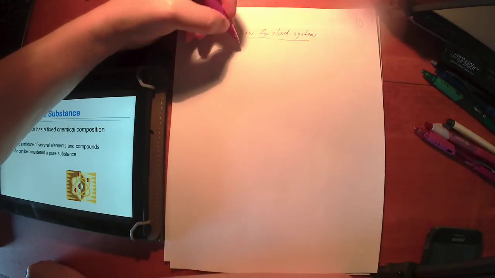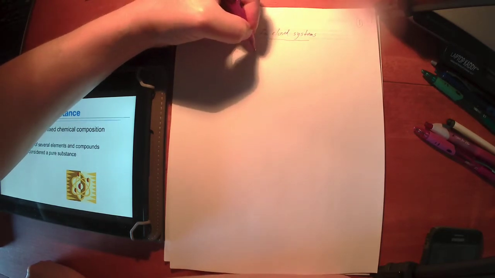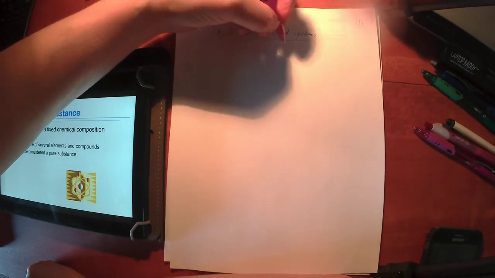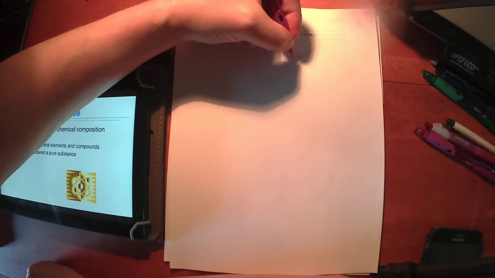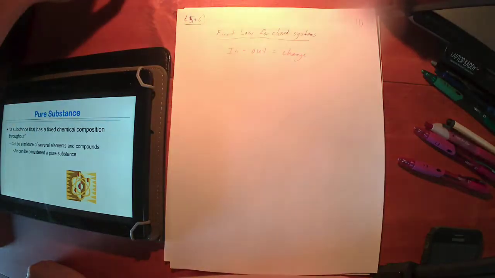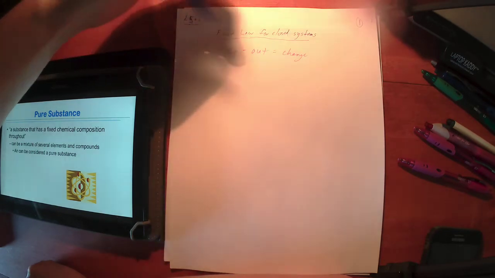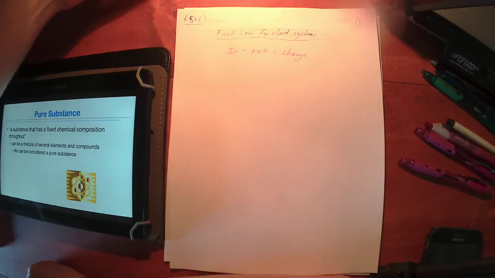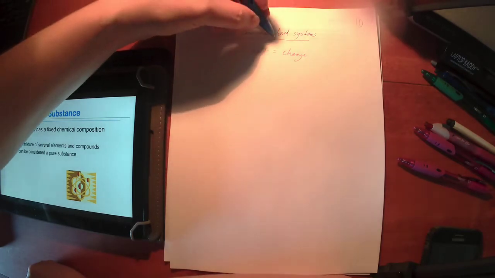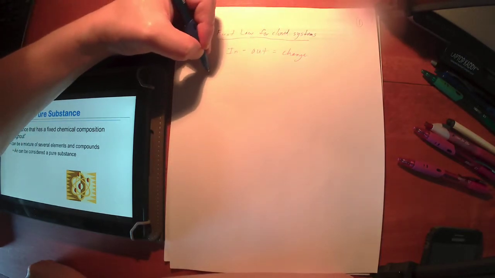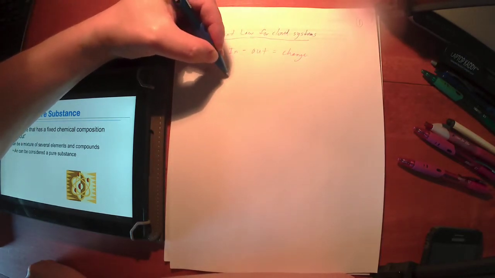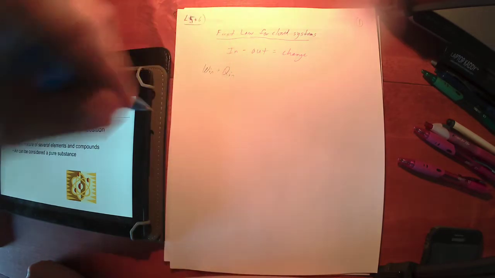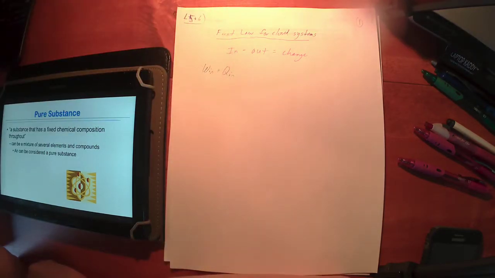it's this big, long, ugly equation, which you can memorize if you like, or you can just think about it as in minus out equals change. And if you think about it that way, then you think about the ways energy can come into the system. Well, if it's a closed system, it's going to be work and heat. And that's it. If it's a control volume, then mass can also cross the system boundary, and we'll need to keep track of the energy of that mass.